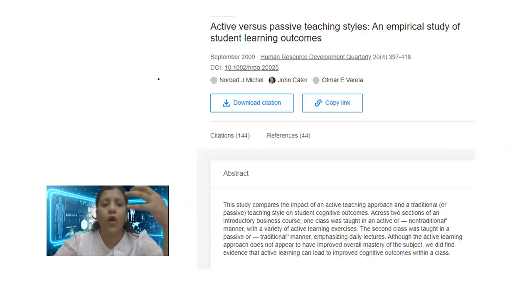Now we will see what is the best form of learning. Is it active learning or passive learning? As a doctor myself, I am supposed to give you evidence-based studies.